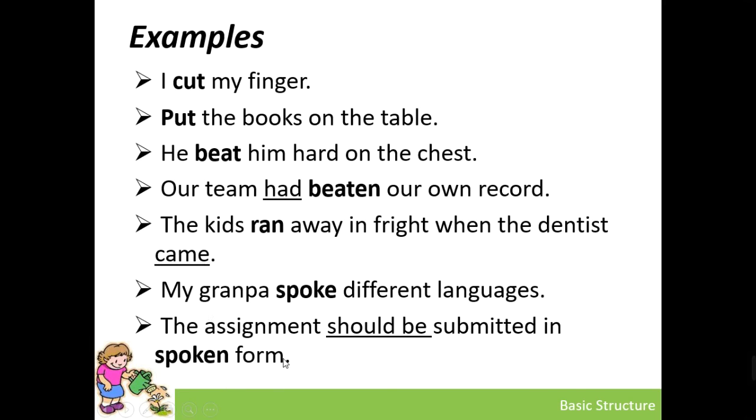So those are the examples of using irregular verbs in sentences. We will continue to the second part of the verb topic after this in the next video.